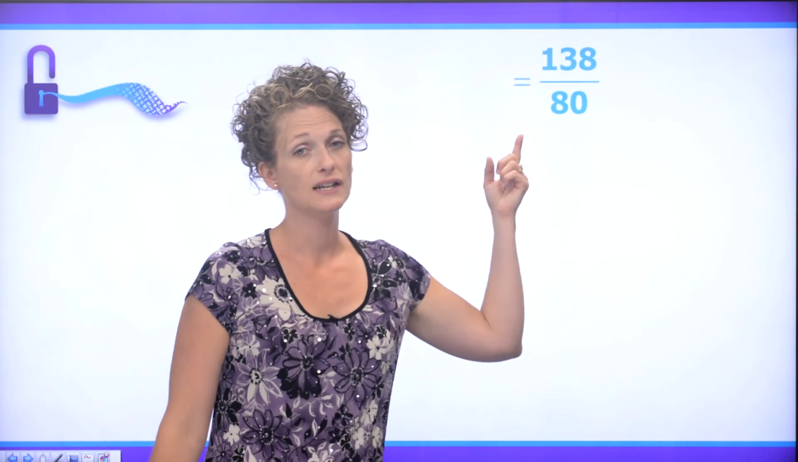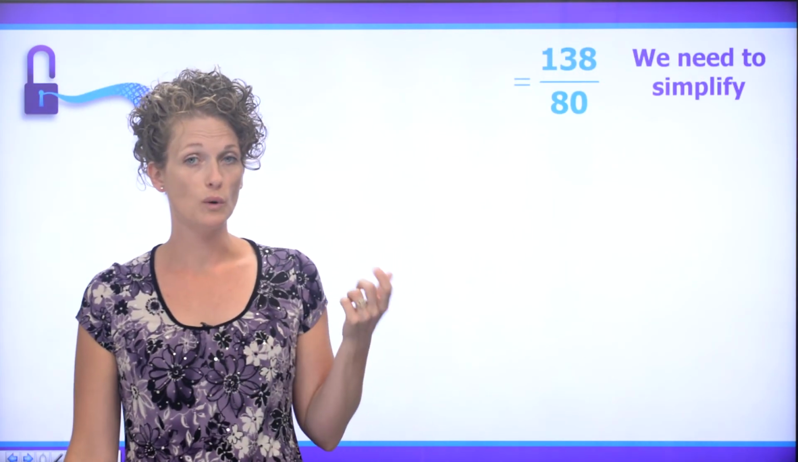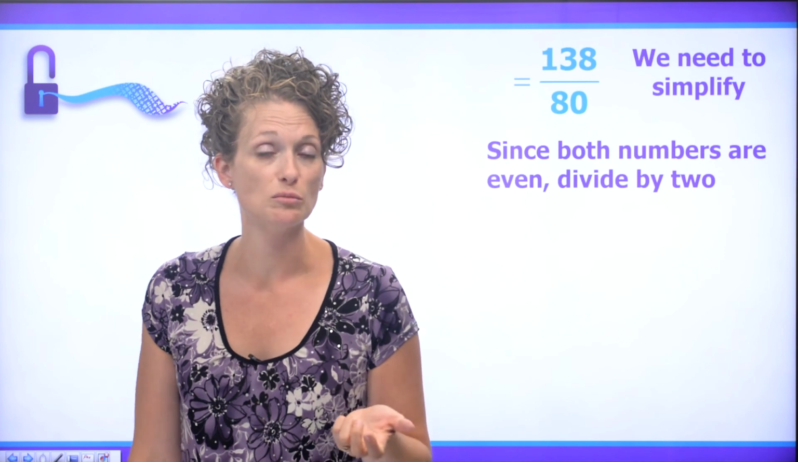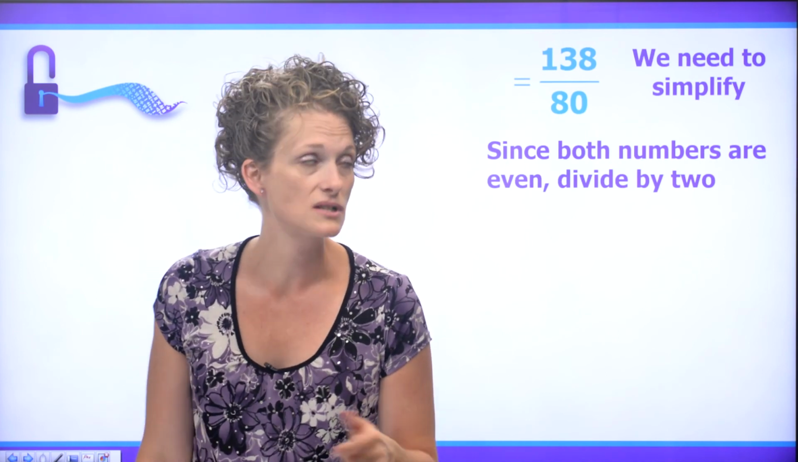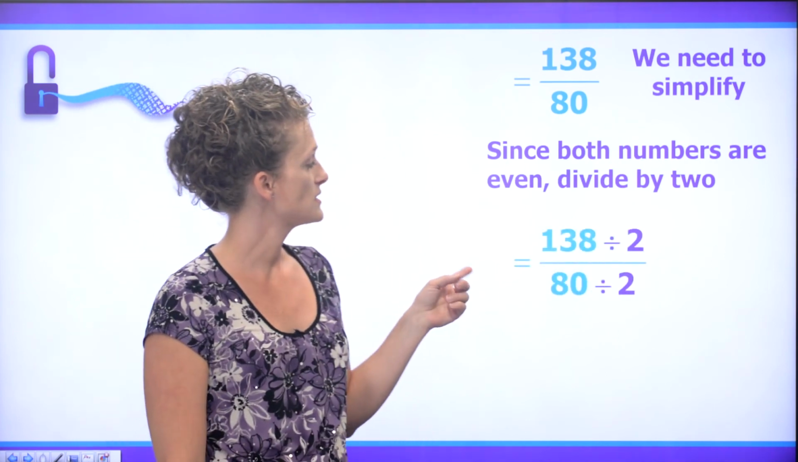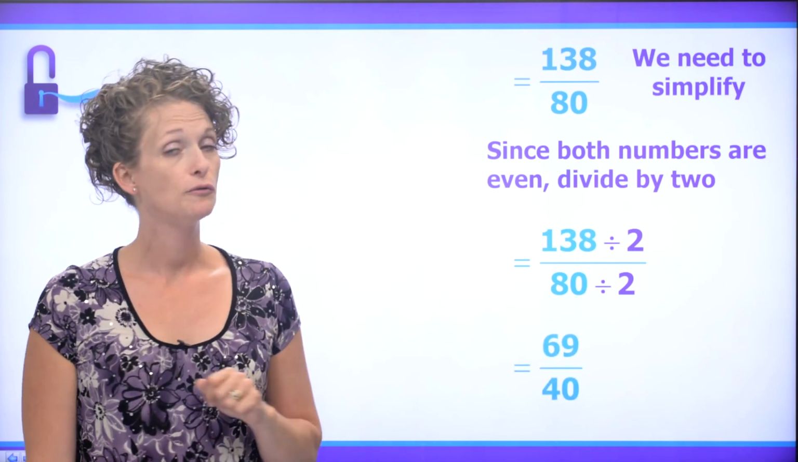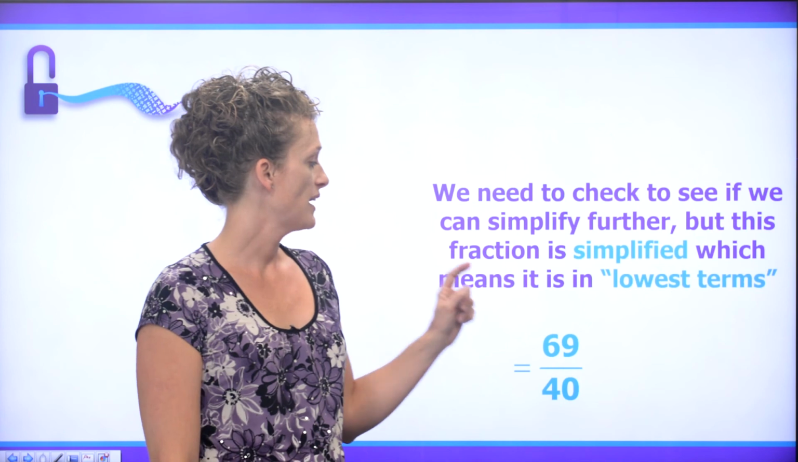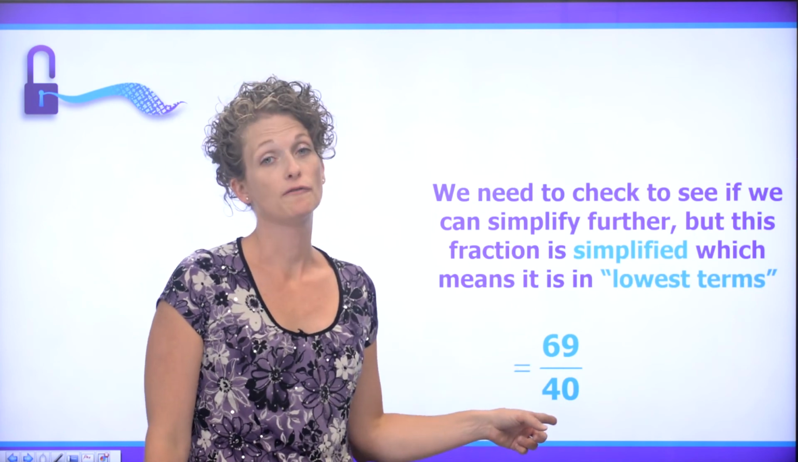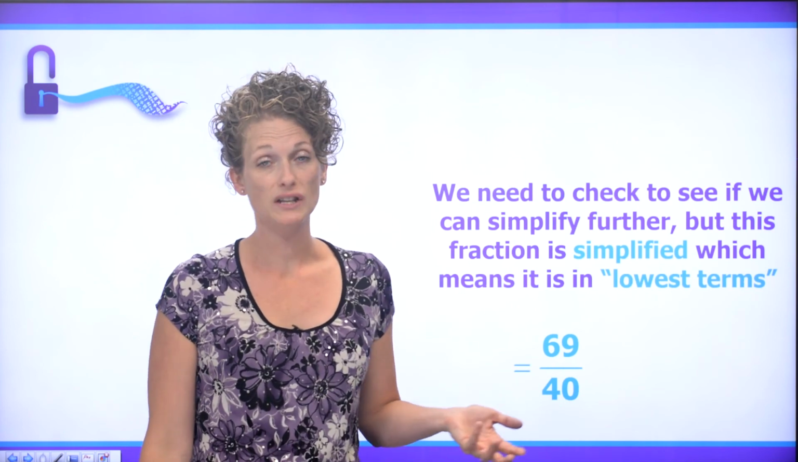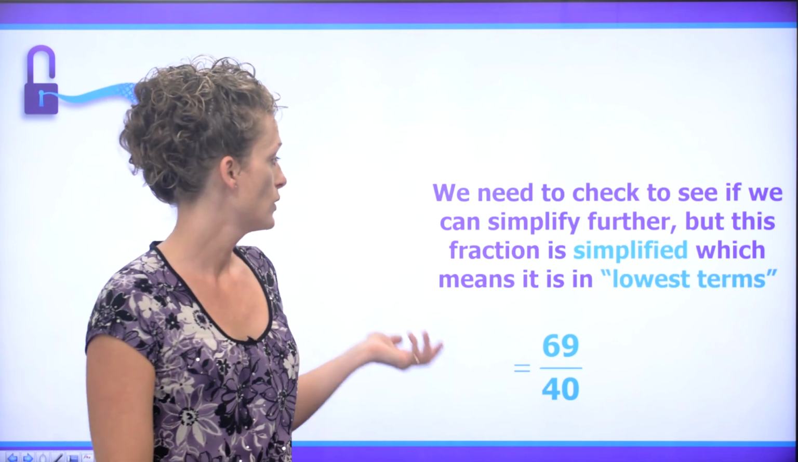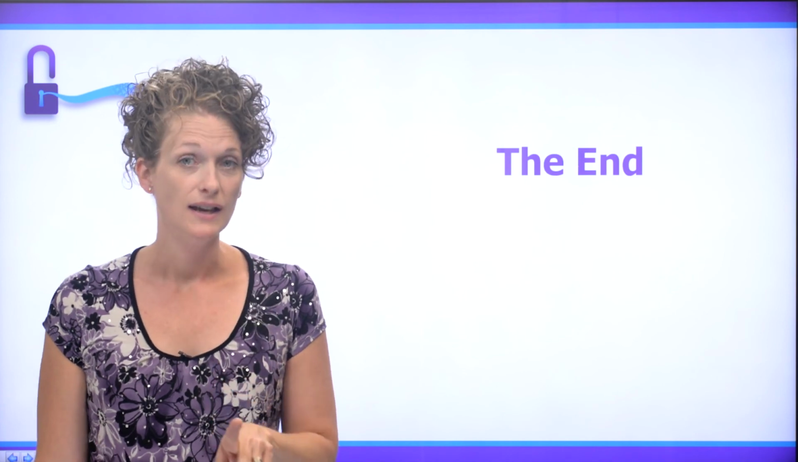So 138 and 80, we know that when we simplify, they are both divisible by 2 because they are even numbers. So we go ahead and we divide the top and the bottom by 2, and we get 69 over 40. Now, of course, we're going to have to check and see if that can simplify further. In this case, it is already in lowest terms, so we have finished that question. And that's your introduction to adding and subtracting fractions with unlike denominators.